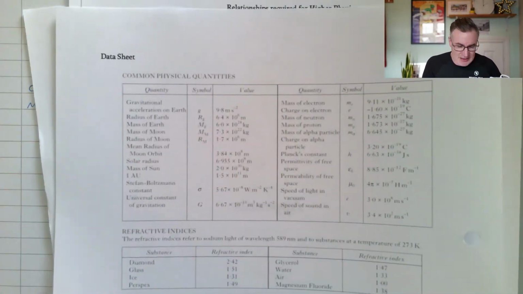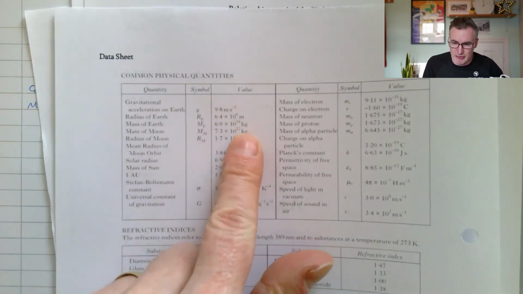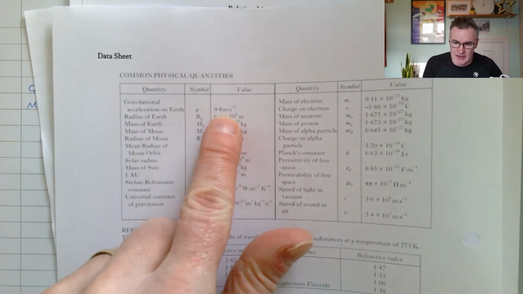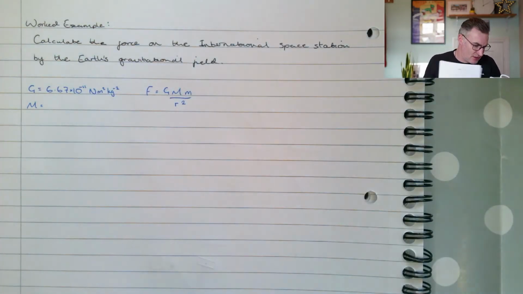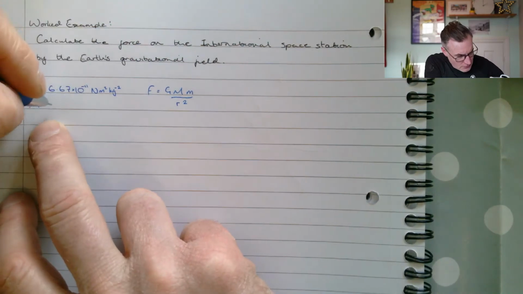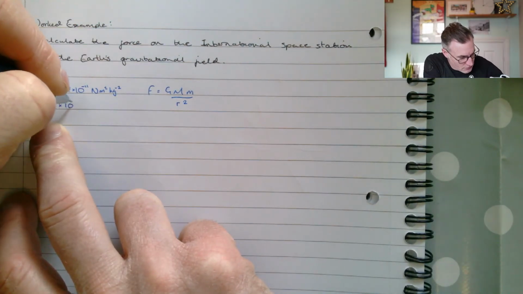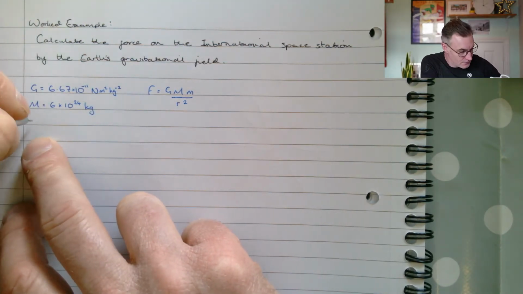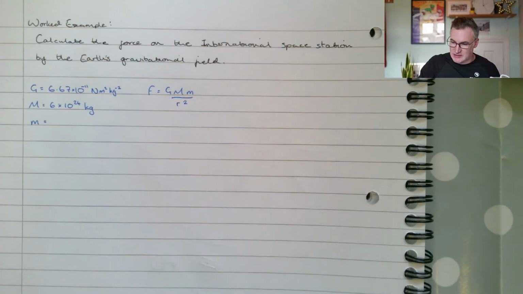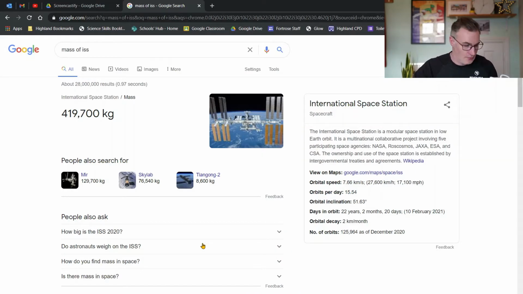But as it is, we don't need to use that because we can get radius of the Earth, mass of the Earth, and the stuff that we need for here. So mass of the Earth, 6 times 10 to the 24. Mass of the ISS, let's ask Google. Google says it's 419,700 kilograms.